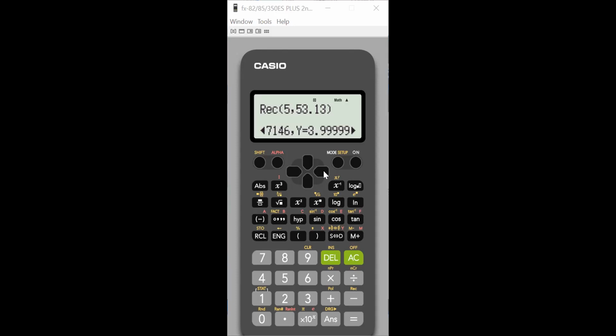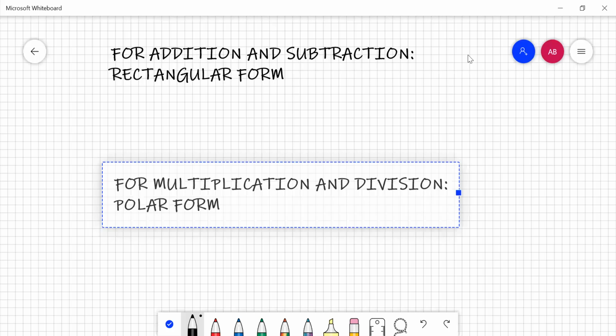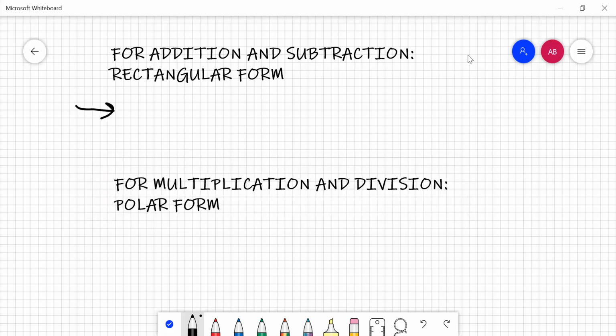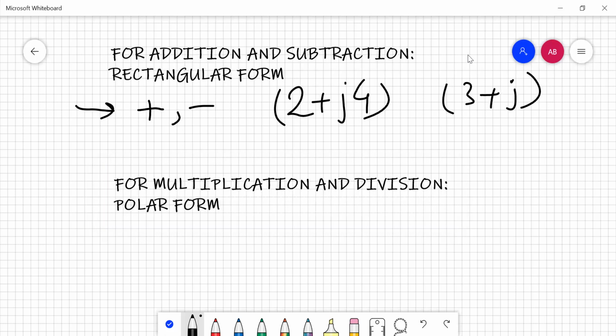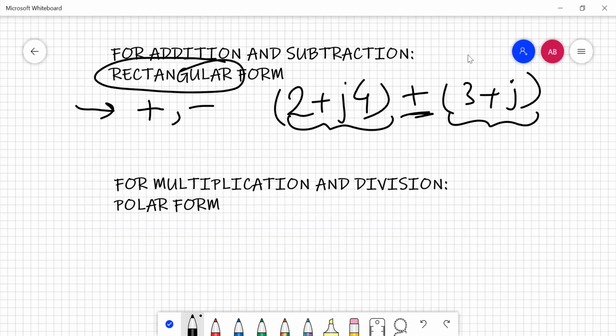So this is how you are going to convert from rectangular to polar and back from polar to rectangular when you are going to solve the numericals. Now we will learn why we require such types of conversions. So basically, we use the rectangular form when we have to add or subtract two quantities. Like if I have one term as 2 plus j4 and the other term as 3 plus j, then if I want to add or subtract these two impedances, I will be using my rectangular form only.